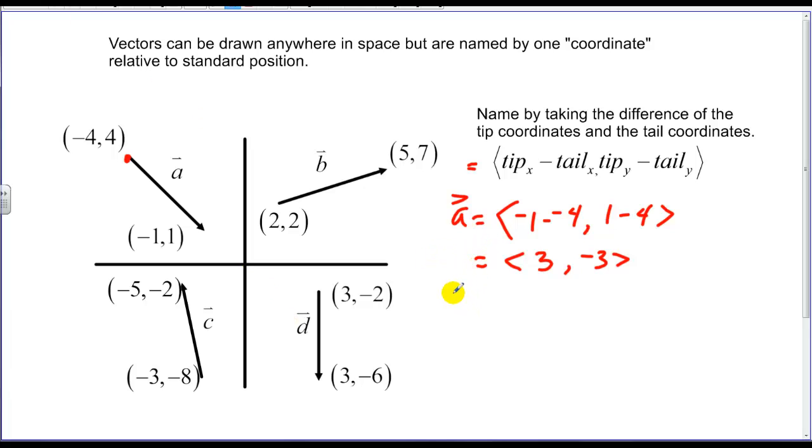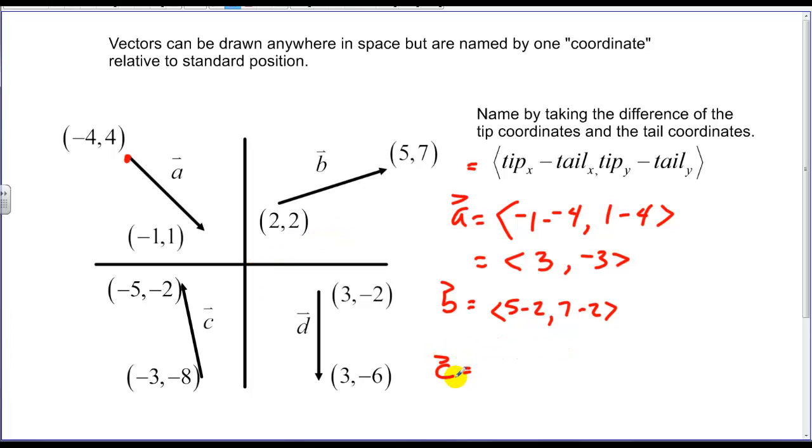Let's do the same for the rest of these. Vector B would be 5 minus 2 and 7 minus 2, or 3 and 5. And looking at the vector 3 and 5, that would be pointing somewhere in the first quadrant, like so. And that's relatively the same look as I had with the vector out in space.